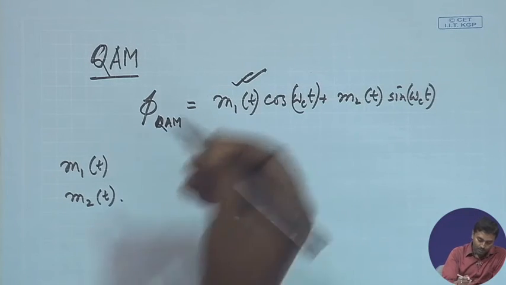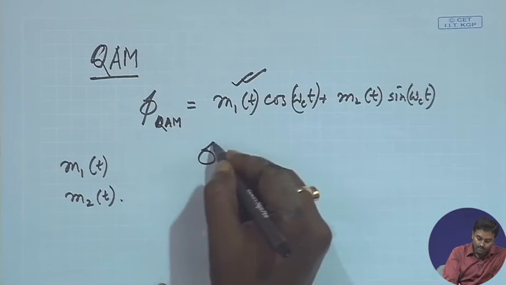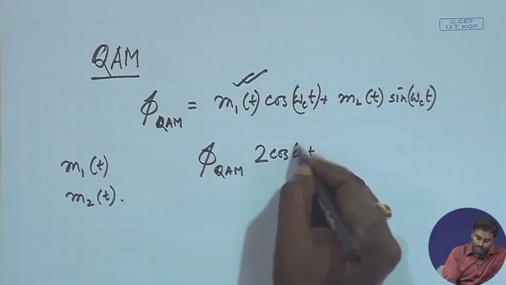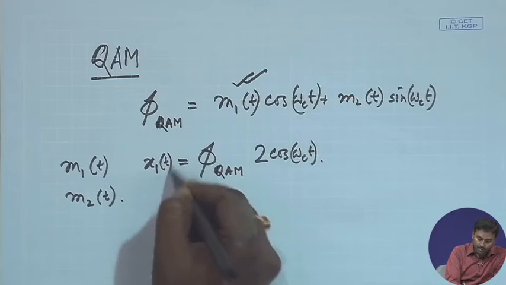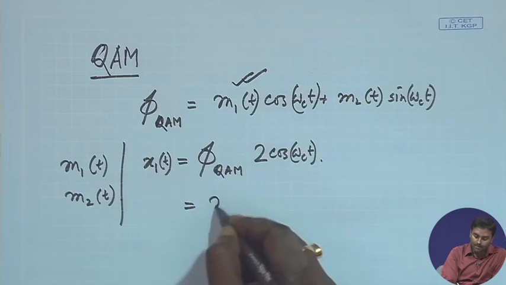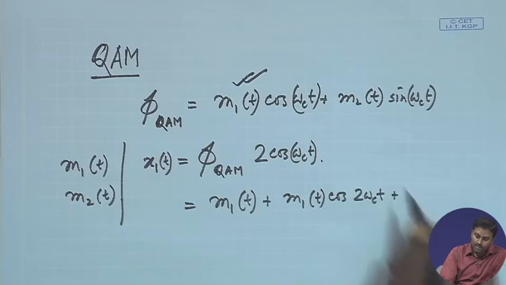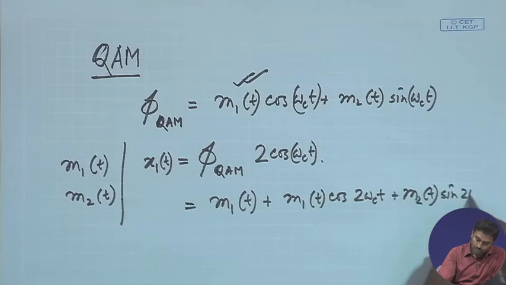Suppose I want to demodulate back m1(t). I take this quadrature amplitude modulated signal, phi_QAM(t), and put a band pass filter around Fc of width 2B, so I get the entire composite signal. I now multiply it with 2 cos omega_c t. I call this x1(t). This will be multiplied by cos, giving cos square. So I will have m1(t) times (1 plus cos 2 omega_c t), plus m2(t) times 2 sin omega_c t cos omega_c t, which is m2(t) sin 2 omega_c t.